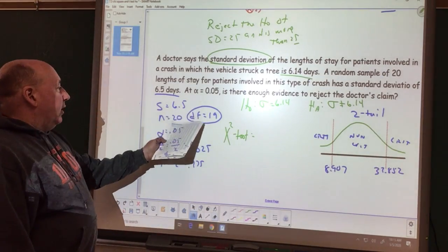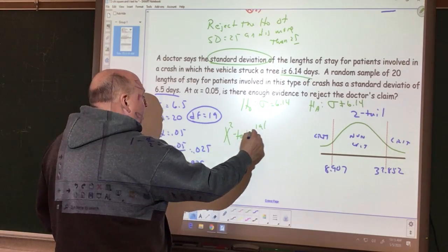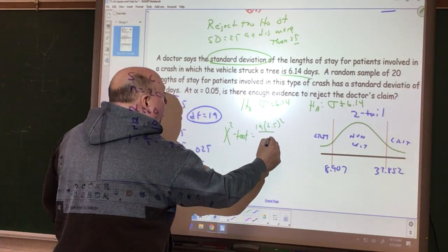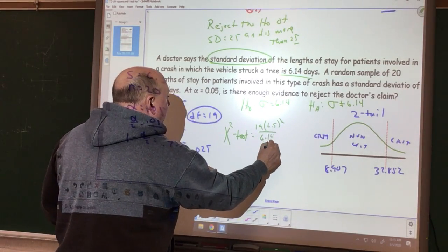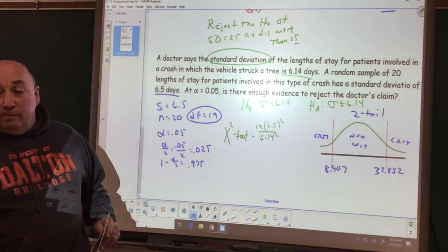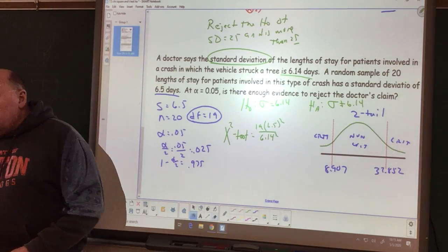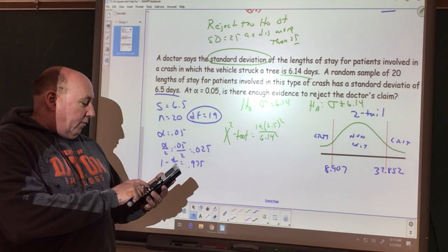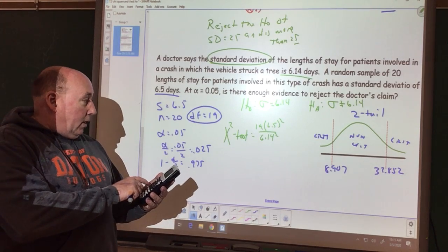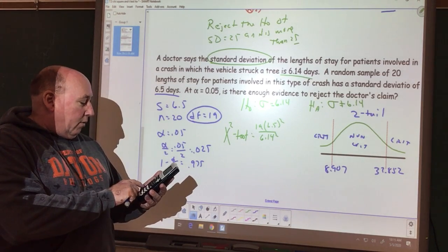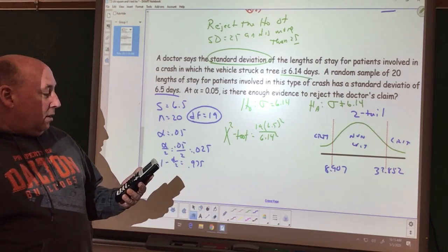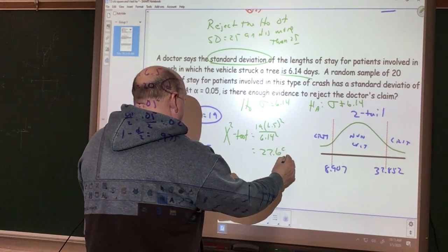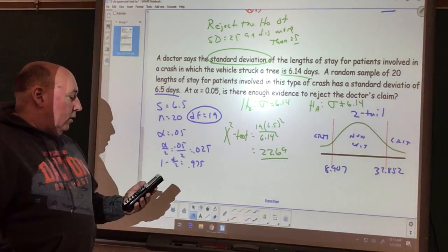We have our degree of freedom, which is 19. Once again, this is not being squared, so we have 6.5 squared over 6.14 squared. So clickety-clacking, we have 19 times 6.5 squared divided by 6.14 squared. We get 22.69.